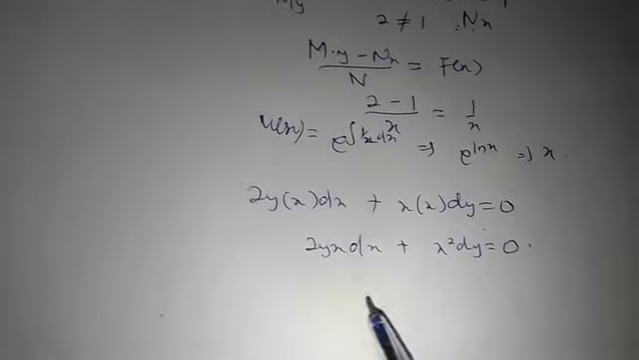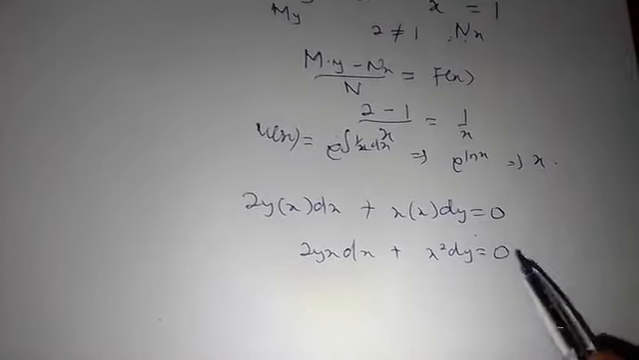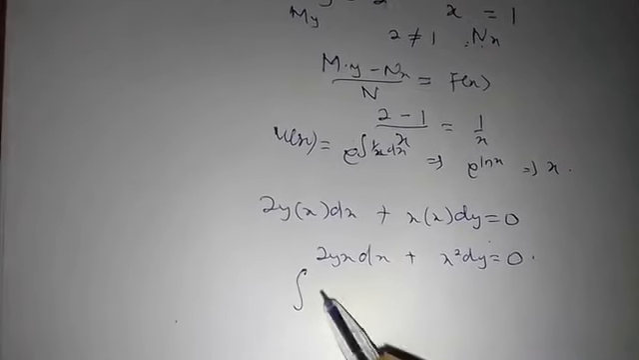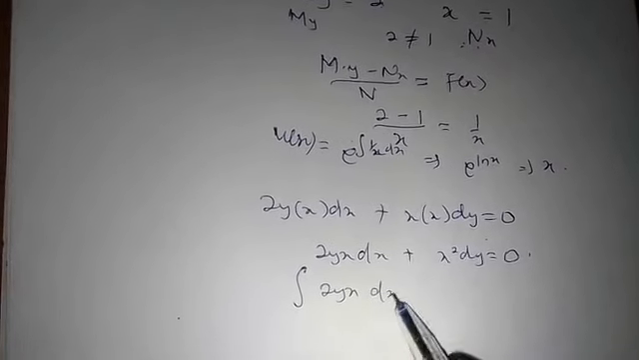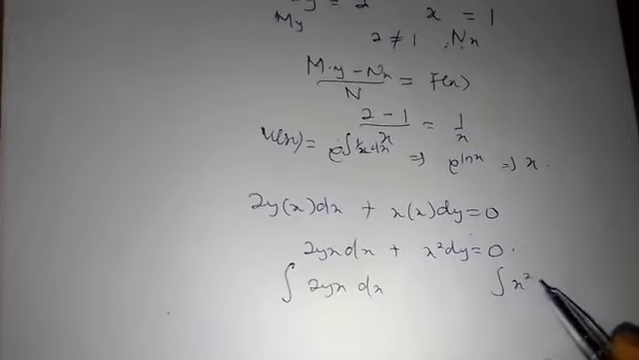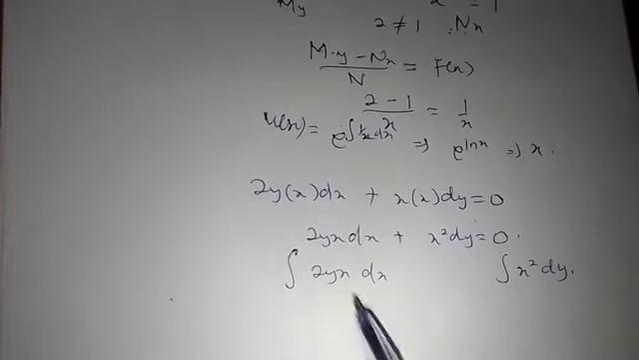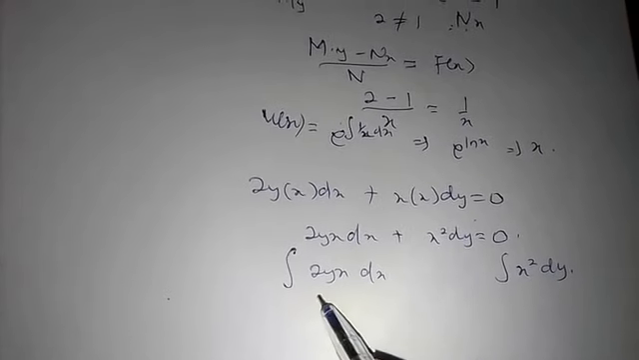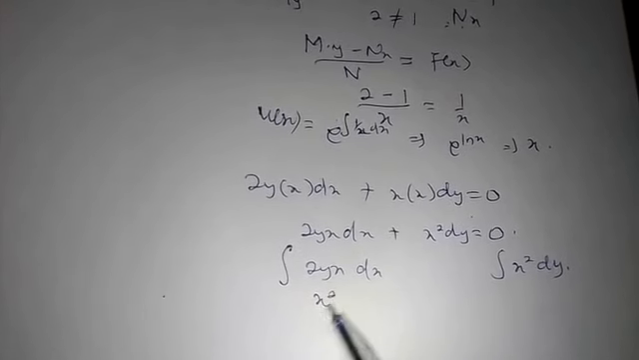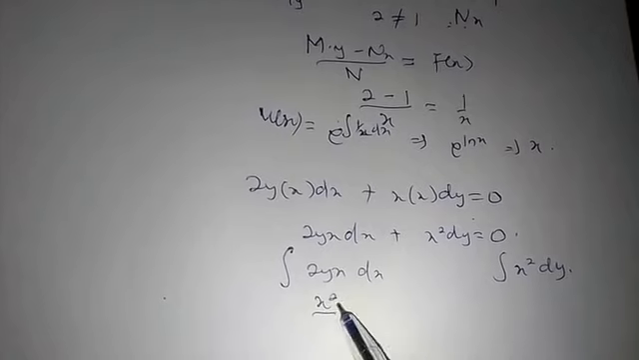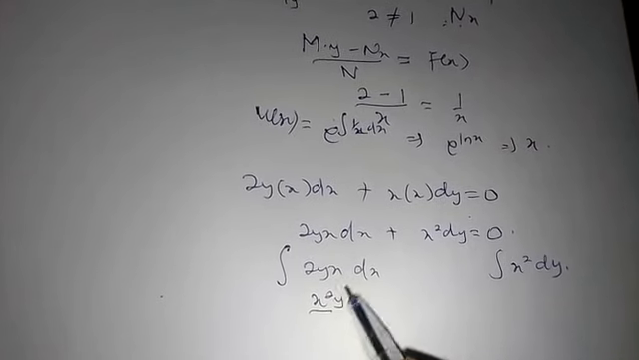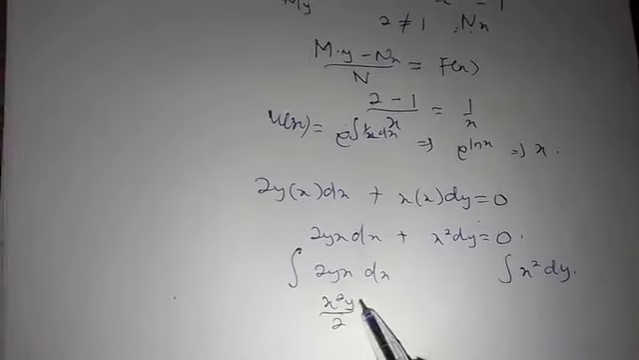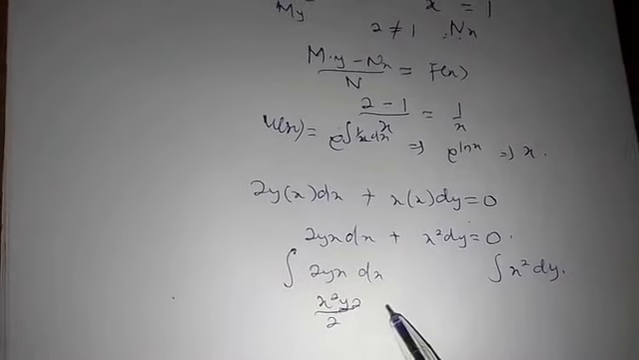So what do we do now? We have to integrate each term, that is for the dx side and the dy side, and we merge. So you find the integral of 2yx dx, then the integral of x squared dy, and after that we merge. When I integrate with respect to x here, that's going to give me x squared y over 2, then there is 2 here, like that.